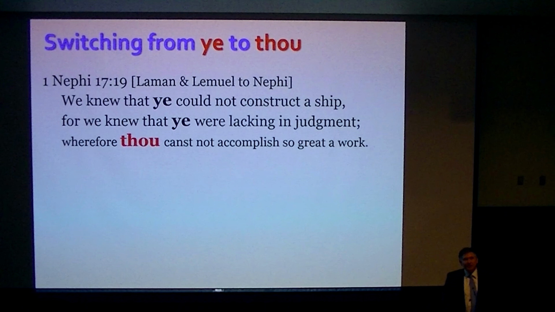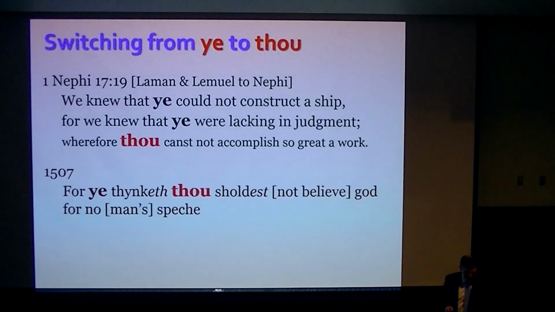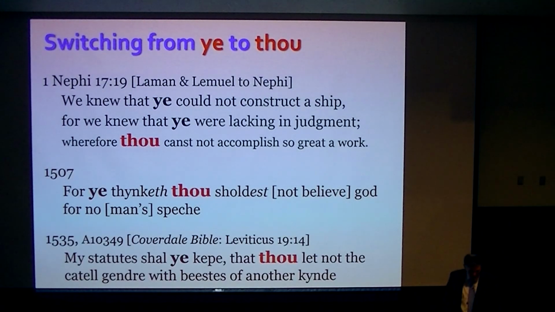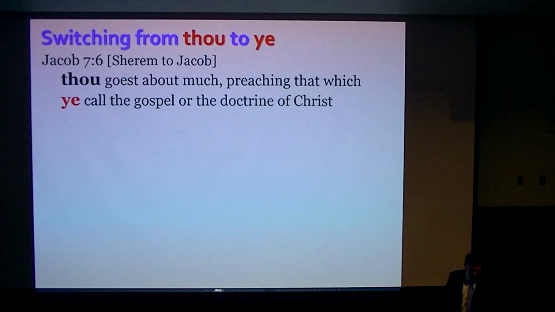Okay, this one is important. Switching from ye to thou. People have gotten this wrong, and we shouldn't have, ever since the OED was published, way back in 1930 or thereabouts. Close usage of ye and thou for a singular address. The OED makes very clear that this was used in the early modern period. "For ye think it thou shouldest not believe God for no man's speech." Here's the Coverdale Bible: "My statutes shall ye keep, that thou let not the cattle gender with beasts of another kind." Close usage for a singular, and ye can also be used as an object.